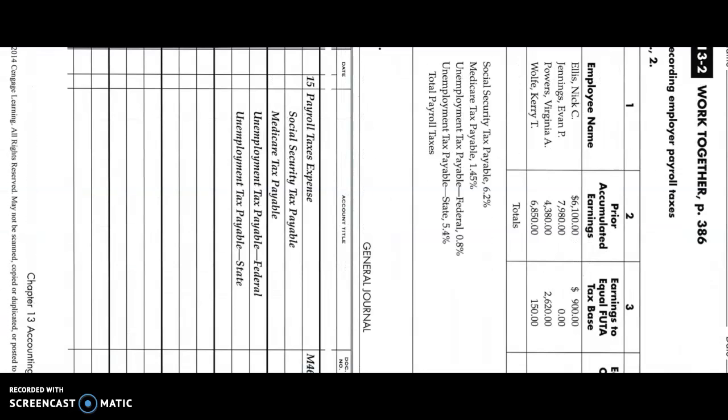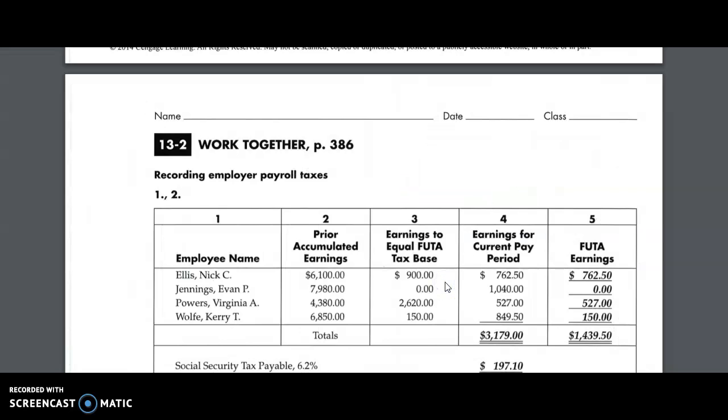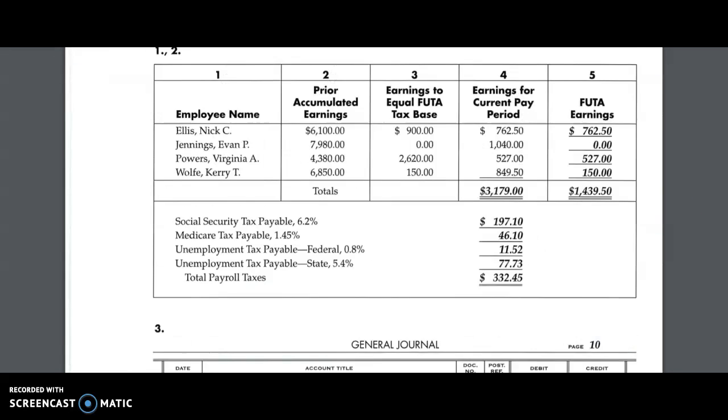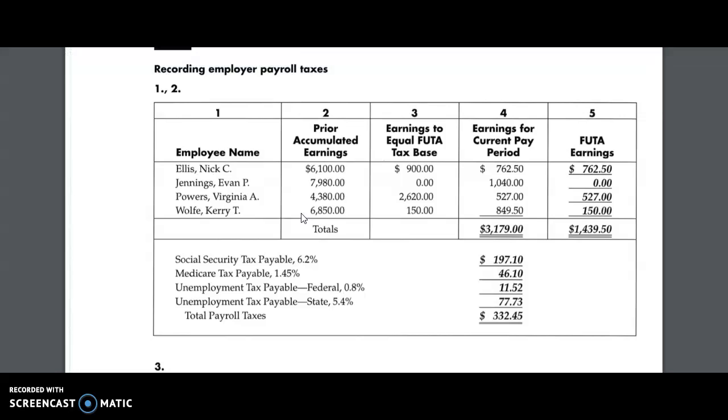Jumping ahead now to Working Together 2, this is where we figure out the employer taxes. As a review, we would take the accumulated earnings from our employees. $7,000 is the amount after which we will no longer have to pay either federal or state unemployment. So this is the form that we use to keep track of that, plus what is going on with the current payroll. These accumulated earnings are what our employees have earned so far until this current payroll.